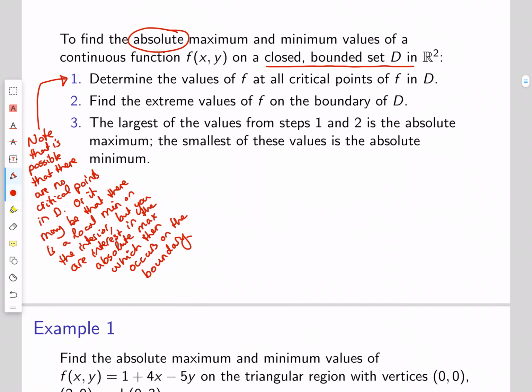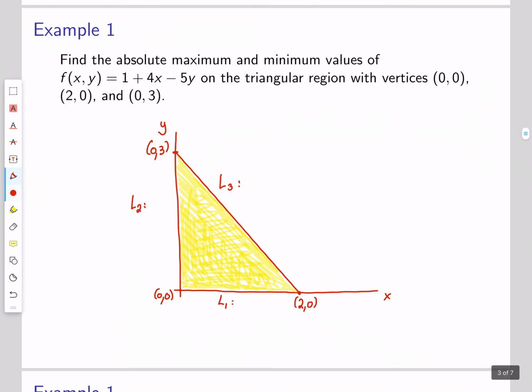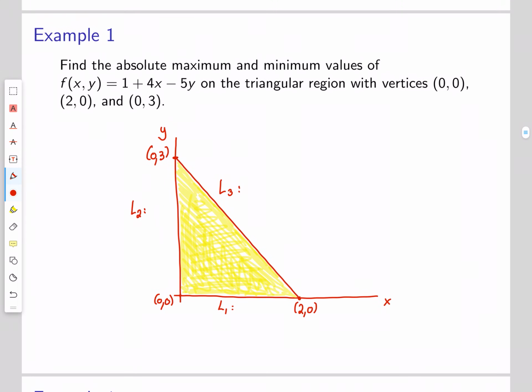All right, so let's go to that first example then. I've already done a little bit of work, again, to cut down the length of the video. Here we're interested in finding the absolute max and min values of the function f(x,y) = 1 + 4x - 5y. We're interested in doing that on this triangular region in the xy plane, which has the vertices (0,0) right at the origin, the point (2,0), which is on the x-axis, and the point (0,3), which is on the y-axis.